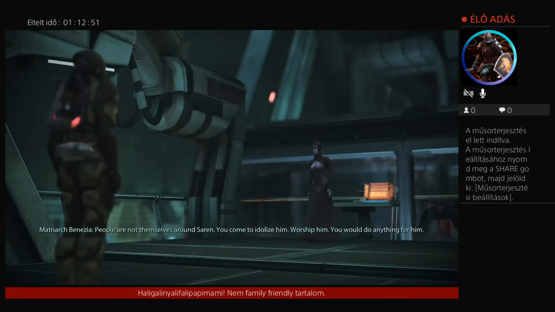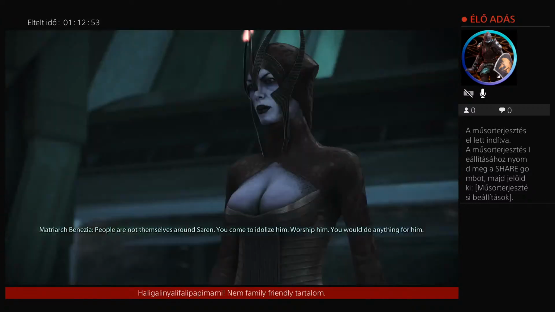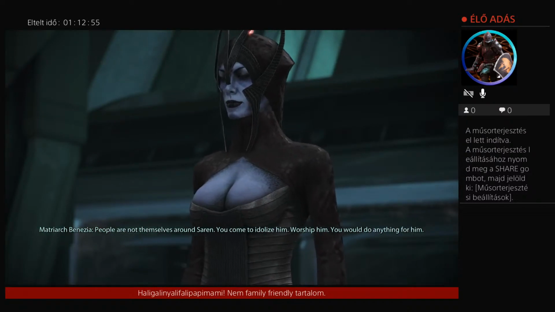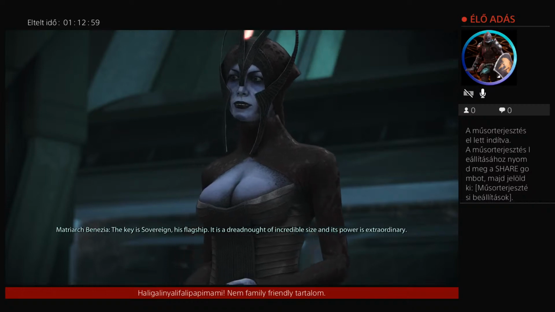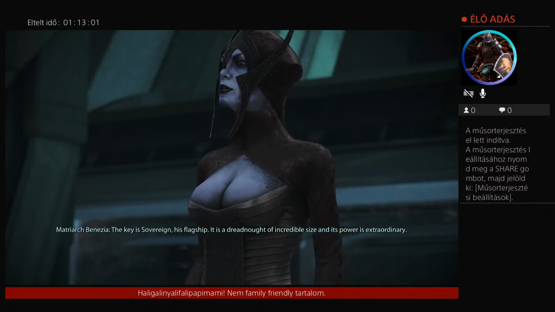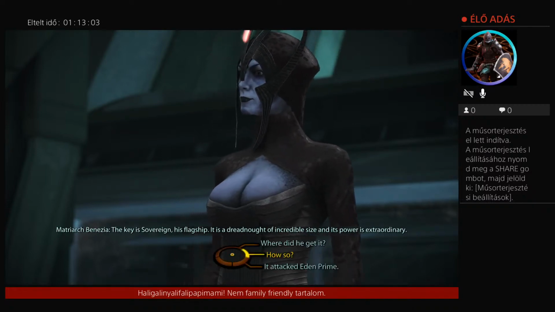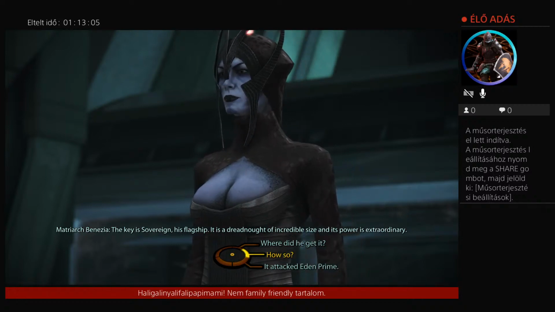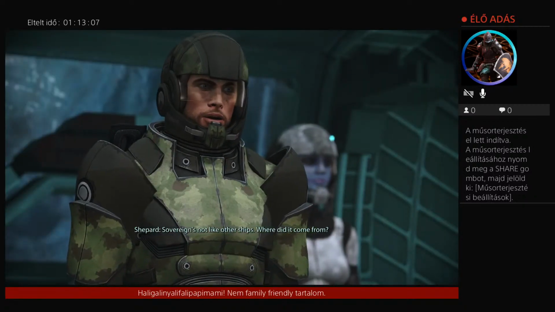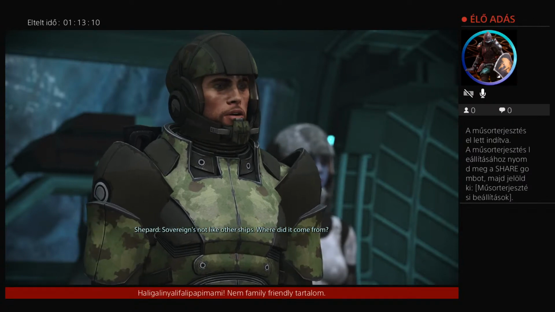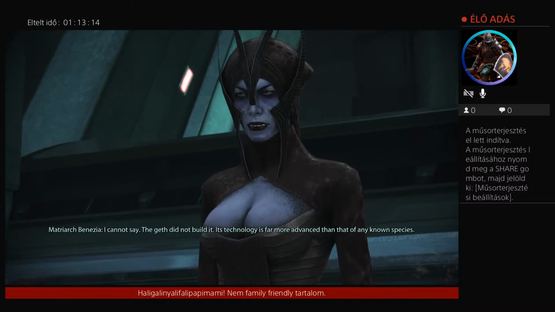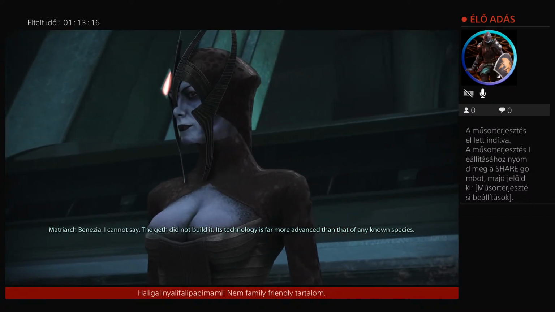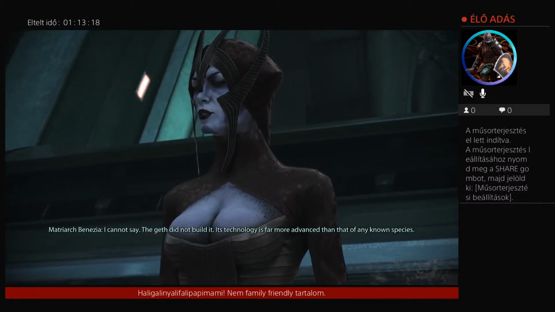People are not themselves around Saren. You come to idolize him, worship him. You would do anything for him. The key is Sovereign, his flagship. It is a dreadnought of incredible size, and its power is extraordinary. Sovereign's not like other ships. Where did it come from? I cannot say. The Geth did not build it. Its technology is far more advanced than that of any known species.